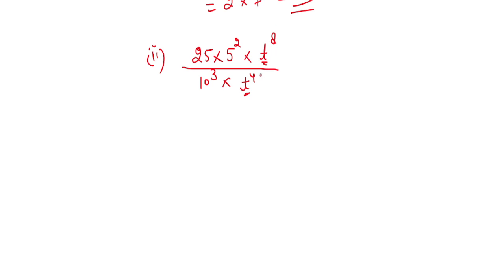Okay. Now I move to the second question, means second part. 25 multiplied by 5 raised to the power 2 multiplied by 3 raised to the power 8, divided by 10 raised to the power 3 multiplied by 3 raised to the power 4. Now you can simplify here because the base is the same, 3 and 3, and it is in the division part. So you have to subtract the powers, right?